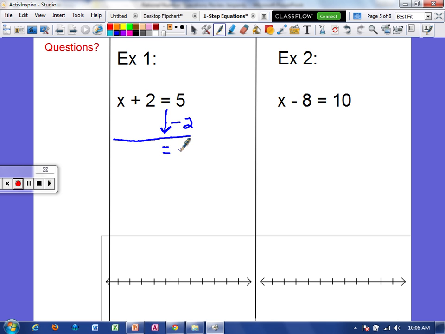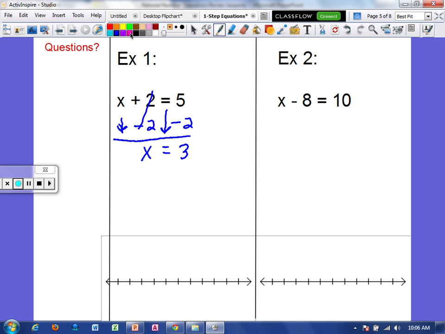5 minus 2 is 3. Now, since I have taken care of this 2, I've basically moved it to the other side, I'm going to write minus 2 over here as well. That's just letting me know that I've taken care of this, I've subtracted it from 5, now I'm done with it. And I'm just going to carry down that x value. So that means x equals 3.